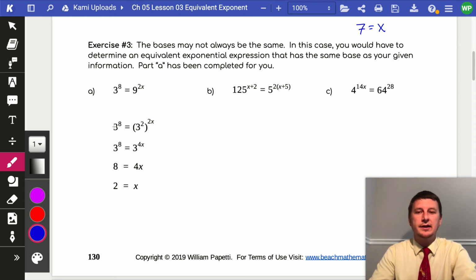This is all exactly the same. 3 to the 8th is brought down. The 2x as the exponent is brought down. I only rewrote 9 as 3 to the second power, because 3 to the second power is the same thing as 9. So I haven't changed anything about this equation.